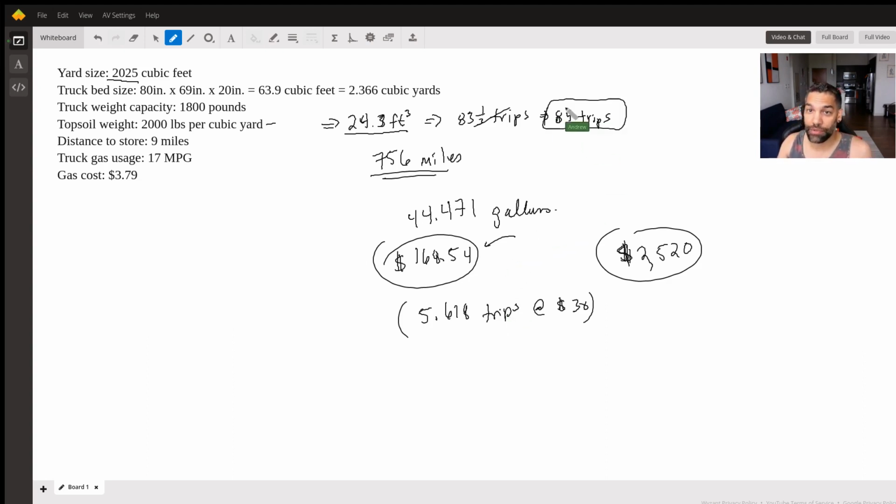Also, 84 trips is a lot. So use that information as you will, and I hope this helped.